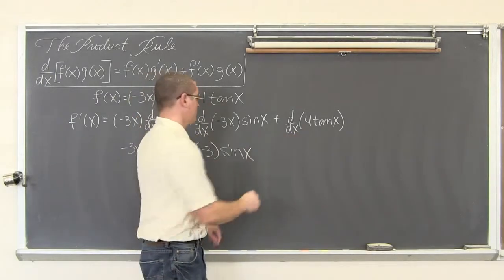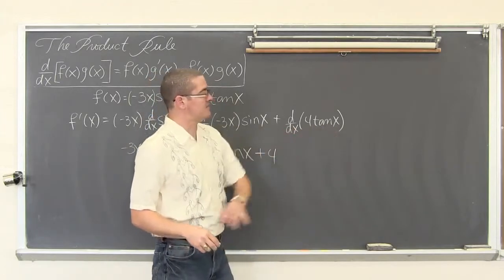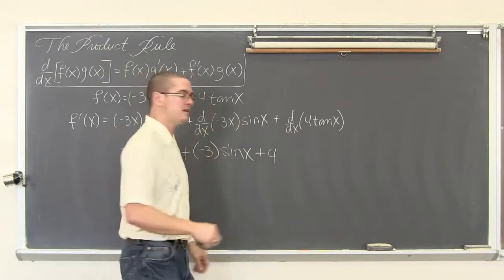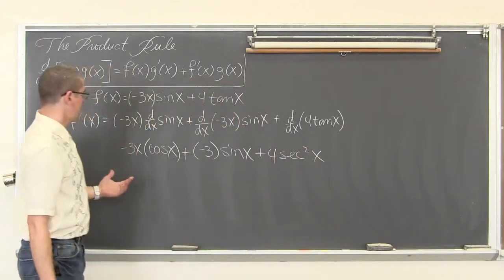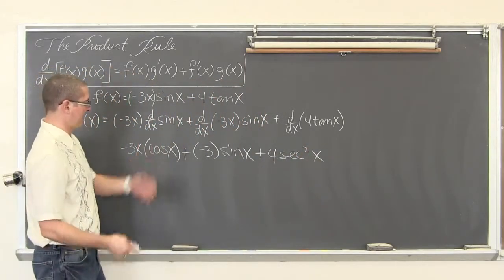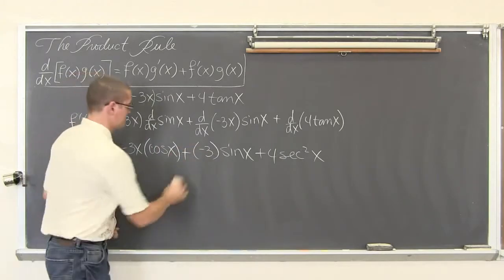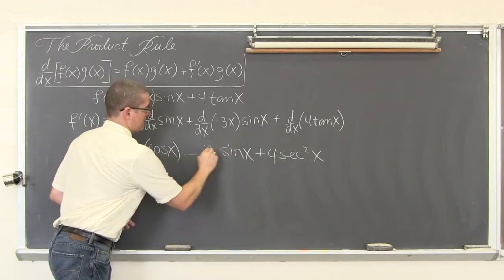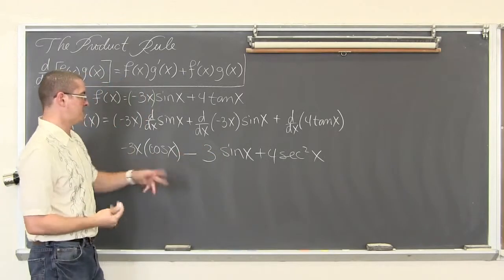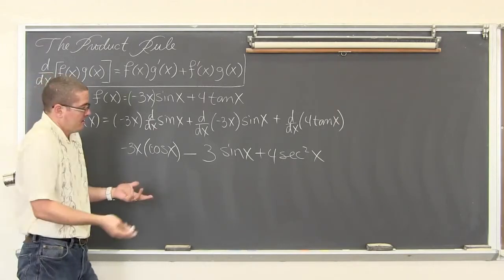This 4 is going to come out, and we get plus 4. And the derivative with respect to x of tangent of x is equal to secant squared x. And that's pretty much it. We don't like to write plus negative, so we can take that and just write a big old minus sign, 3 sine of x. And that's it. That's the answer.